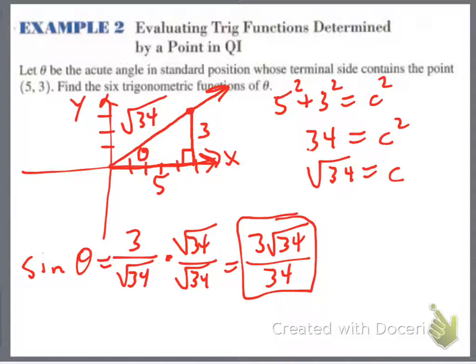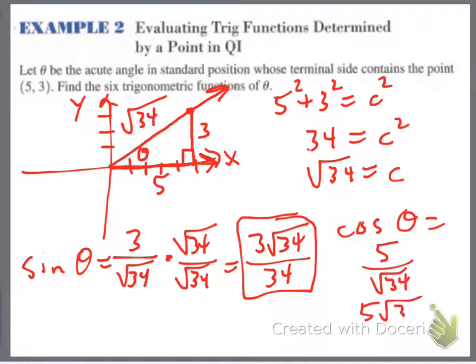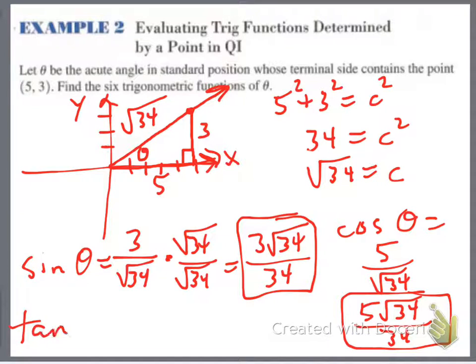Now my cosine of theta. Cosine, adjacent over hypotenuse, so 5 over radical 34. Now, it works out the same way that sine did, so we can just say it's going to be 5 radical 34 over 34. Tangent of theta. Tangent, opposite over adjacent, so that's 3/5. That's pretty easy.